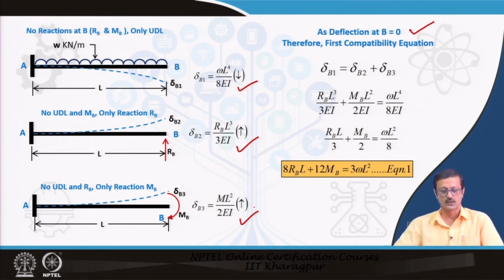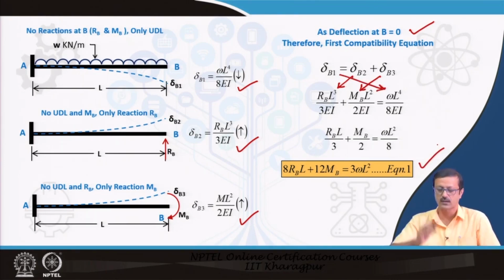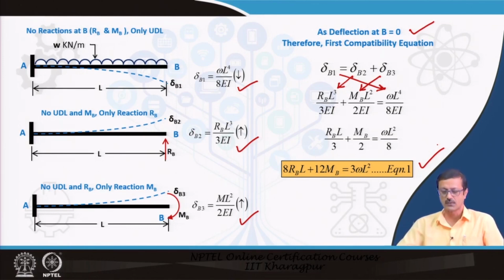So, those are known to us, and now we can put in all those: delta B2 is this, delta B3 is this, is equal to delta B1 which is this, and finally, I will get equation number 1, in which I have two unknowns. The RB is unknown to me and MB is unknown to me. L and omega, that is the span and the intensity of the load, are known to me, because that will definitely be given for solving this particular problem. So, this one equation is not going to help me when there are two unknowns.